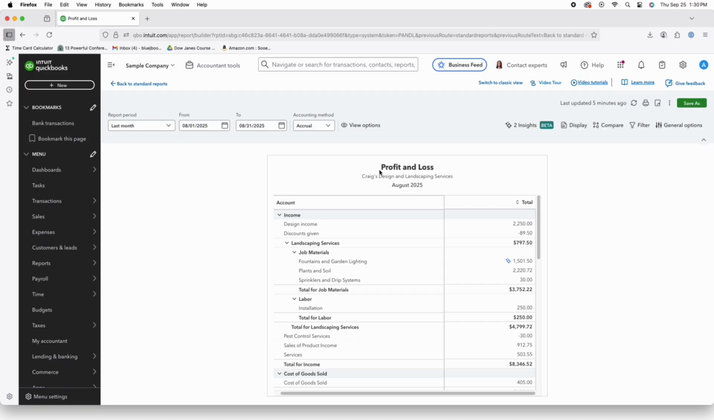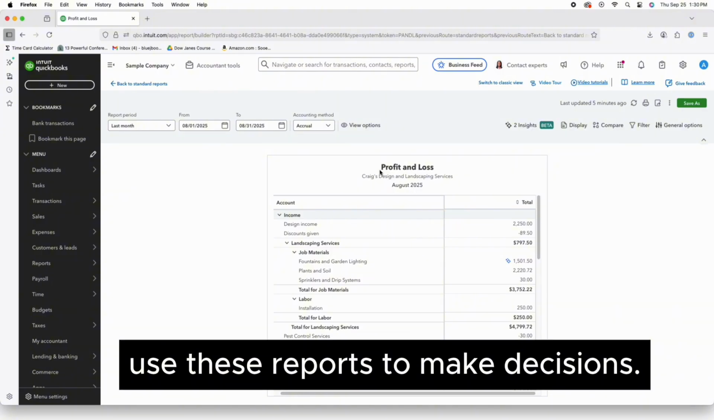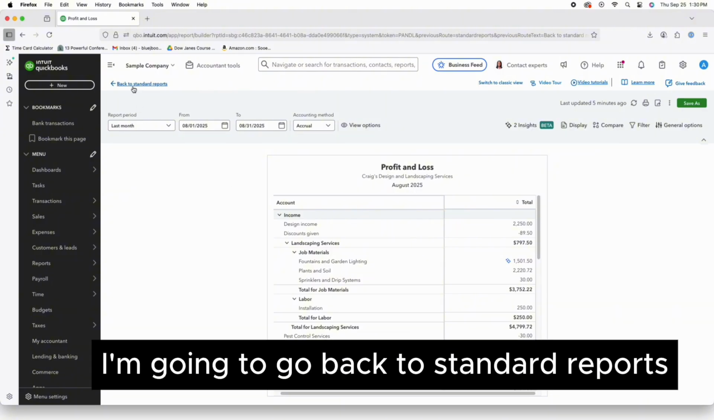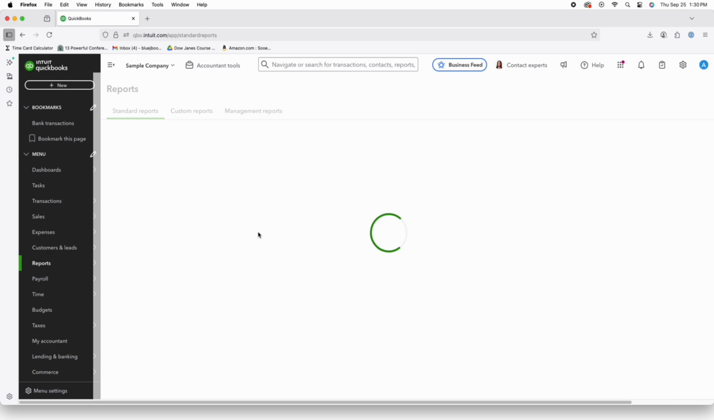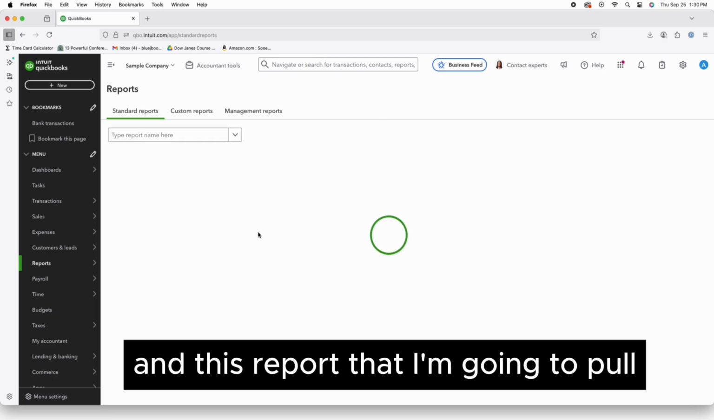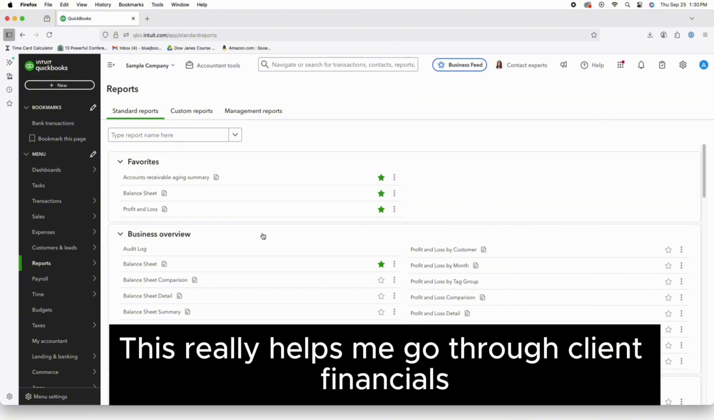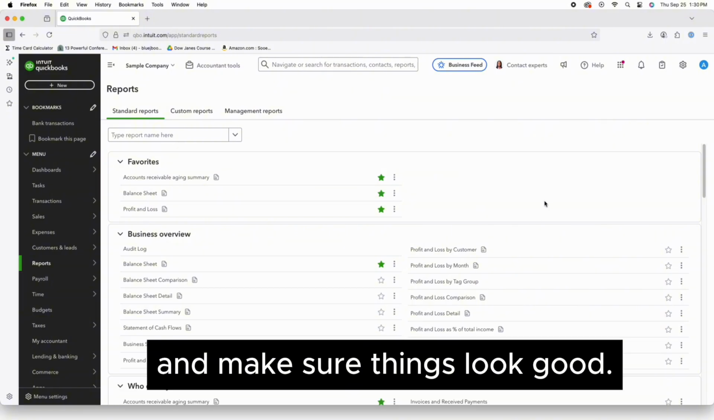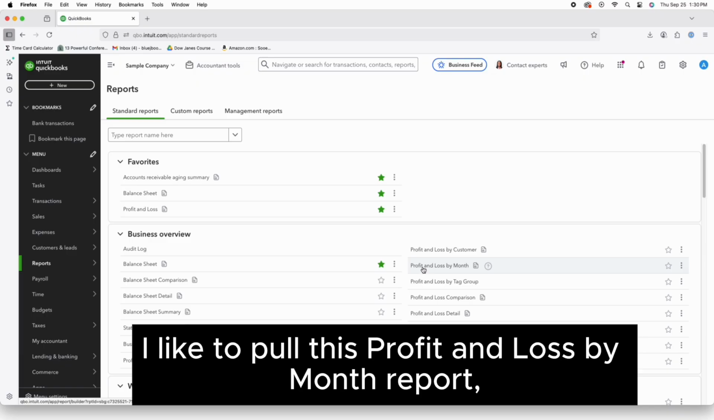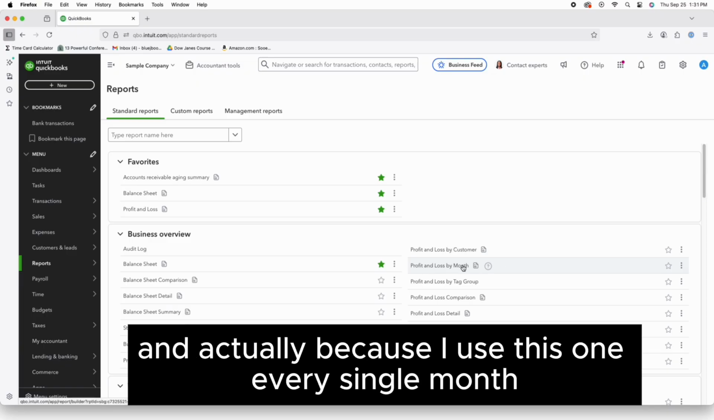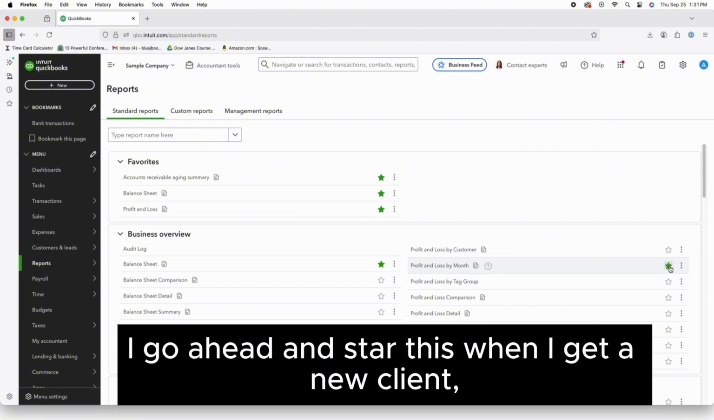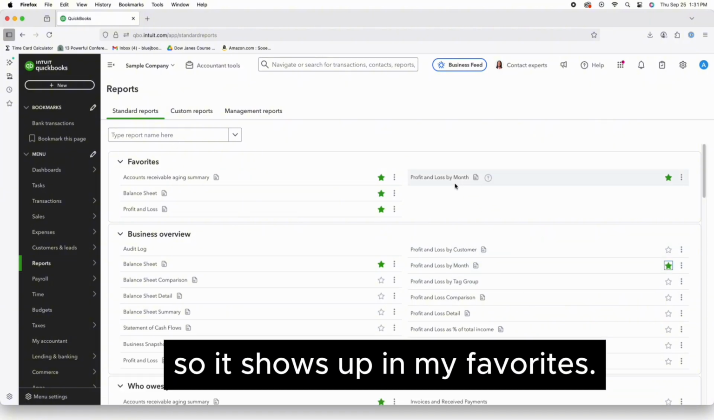I'm actually going to show you another report that's a spin-off of the profit and loss that really helps business owners use these reports to make decisions. I'm going to go back to standard reports. And this report that I'm going to pull is one of my favorites. This really helps me go through client financials and make sure things look good. I like to pull this profit and loss by month report. And actually, because I use this one every single month, I go ahead and star this when I get a new client. So it shows up in my favorites.